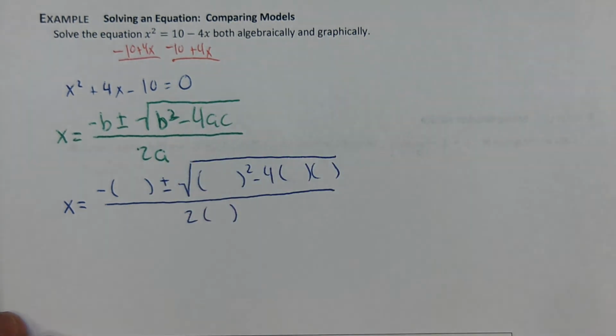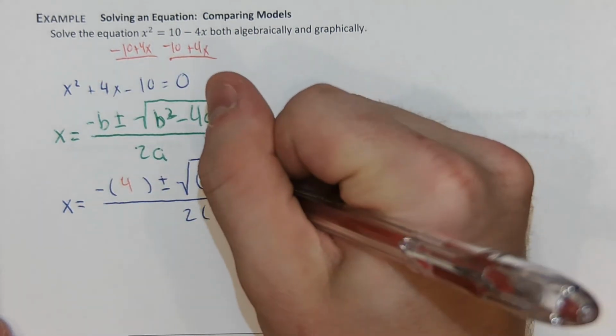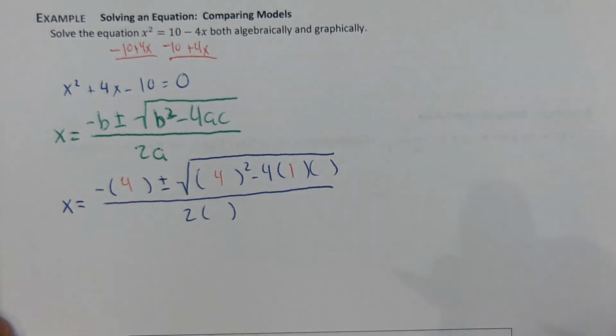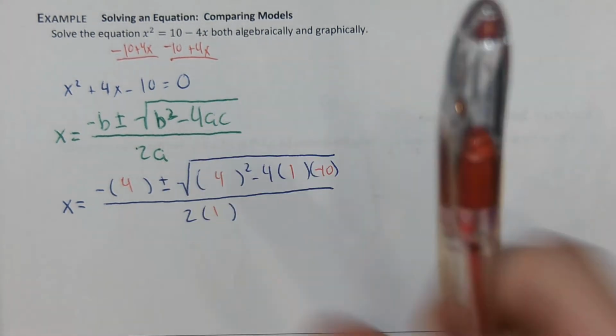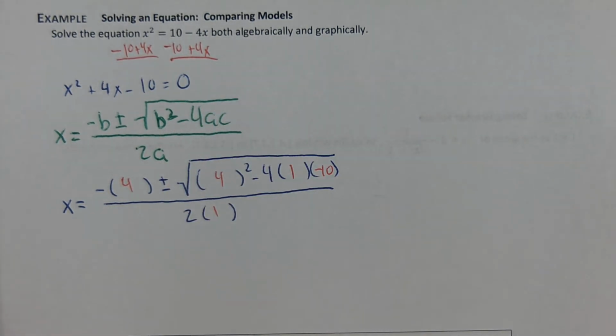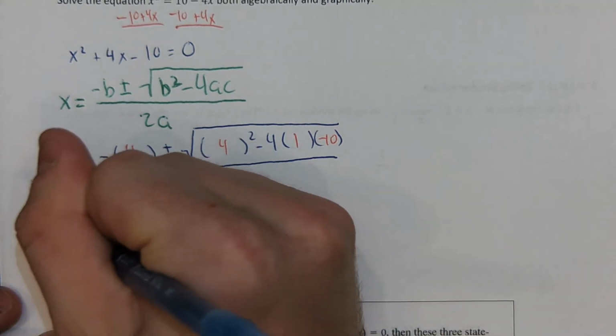All right. B, 4. 4. A, 1. C, negative 10. And A, again, 1. There. Clean it up a little bit.